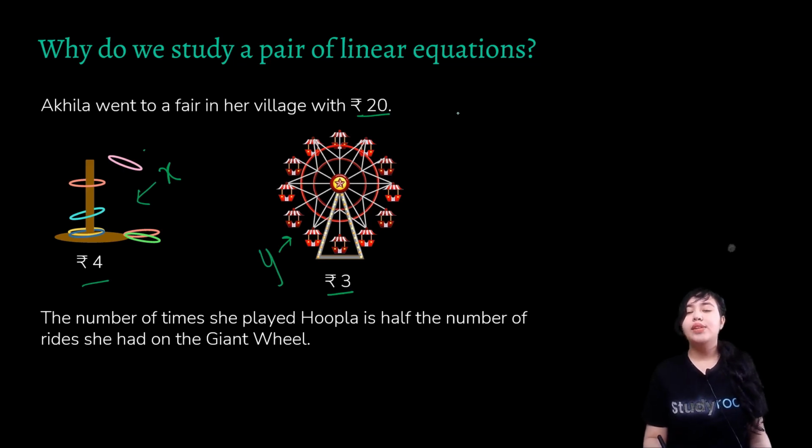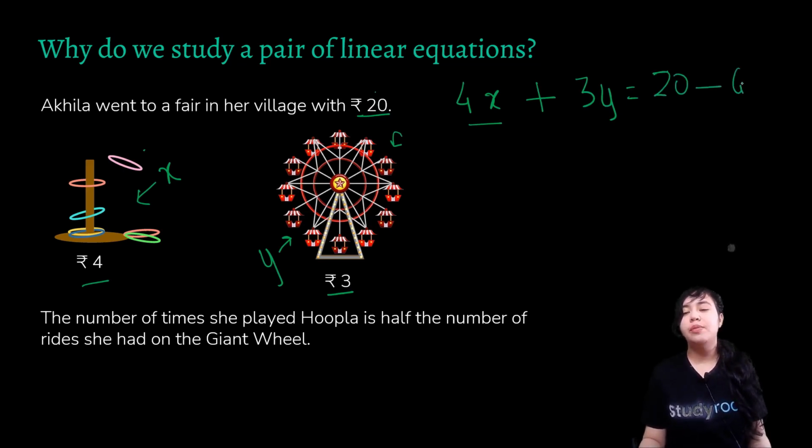Now, how much money would she spend on the hoopla? So she went on hoopla x times and every time she paid rupees 4. So total money spent on hoopla would be rupees 4x. Plus, why am I having a plus sign? Because along with playing hoopla, she also went on the giant wheel, for which every time she went, she paid rupees 3 and she went y number of times. And total money, obviously, she had rupees 20 with her. So 20. So see, you're already ready with your first equation.